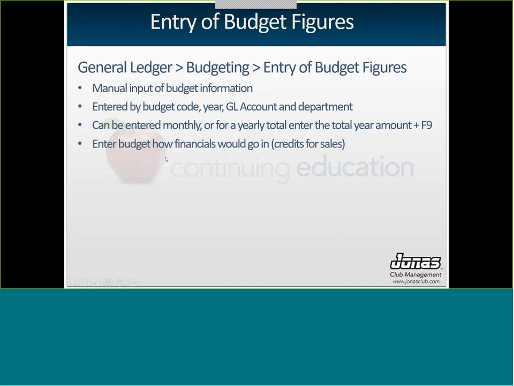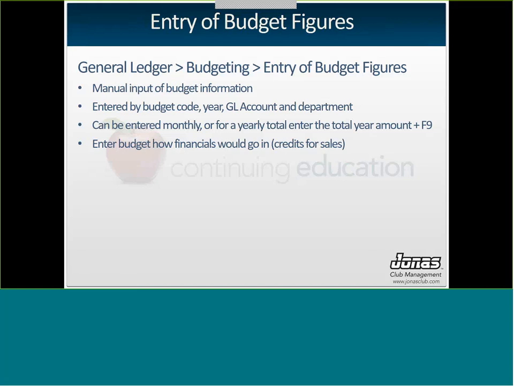So once you've decided on your new budget code, you've created the code, whether it be from a copy or from a brand new from scratch, we need to go in and start entering in the budget figures. So the first option to do that is the manual entry. So it's just under General Ledger, Budgeting, and then Entry of Budget Figures. This is manual. You need to do this by GL account, by department, and you can enter it monthly, or if it's going to be a yearly total spread out amongst those 12 months, you can actually enter in the total year amount and use your F9 key to evenly distribute it.